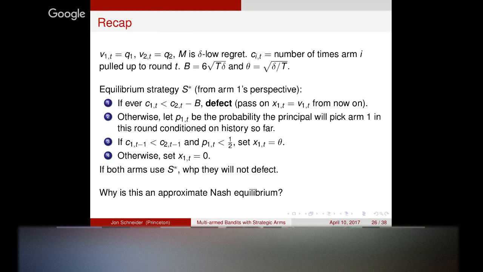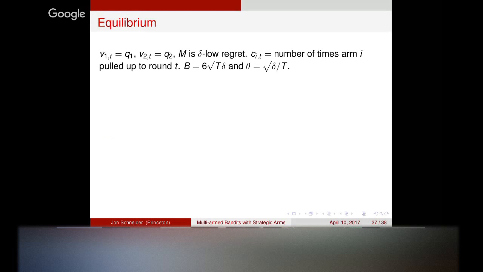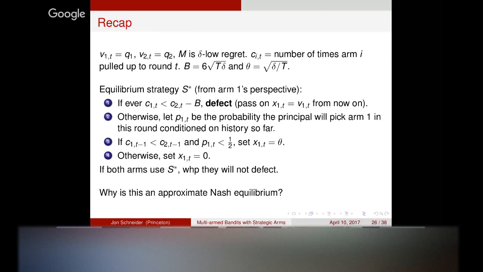All right, so the next question is, why is this an approximate Nash equilibrium? One more question. So presumably in the actual strategy, there has to be some kind of slack in that defect condition, because you would never actually pass your entire value. Even though you get pulled all the time, that would give you zero utility.